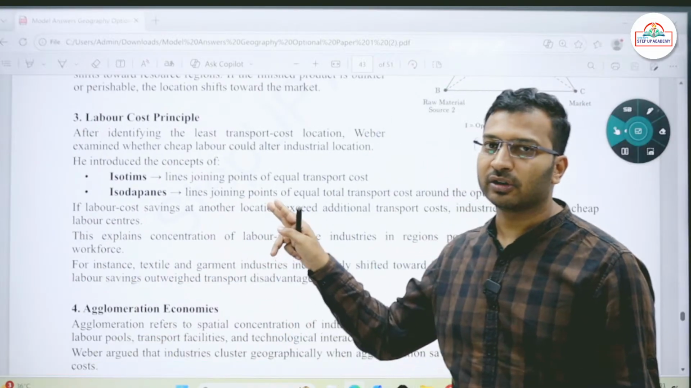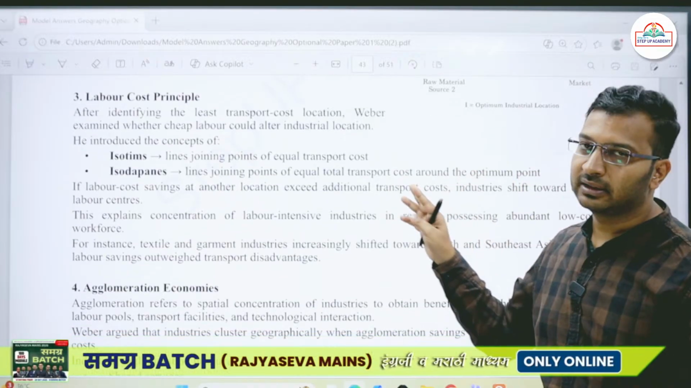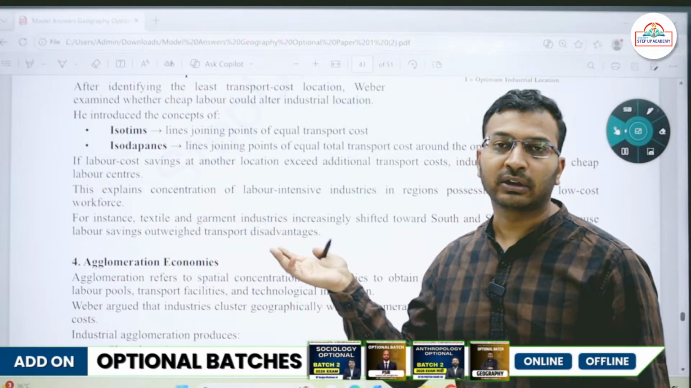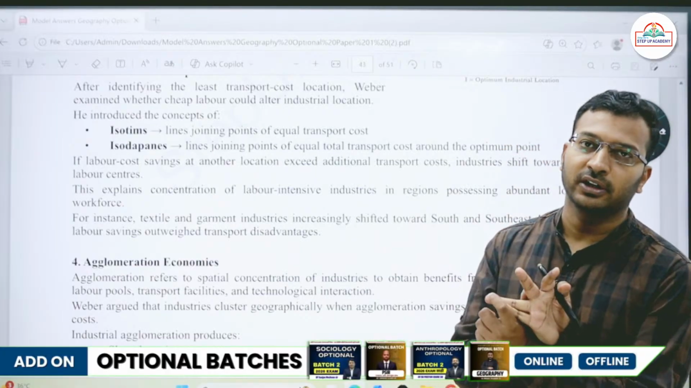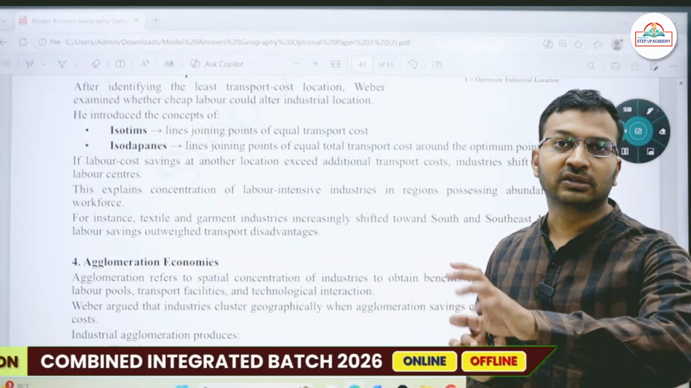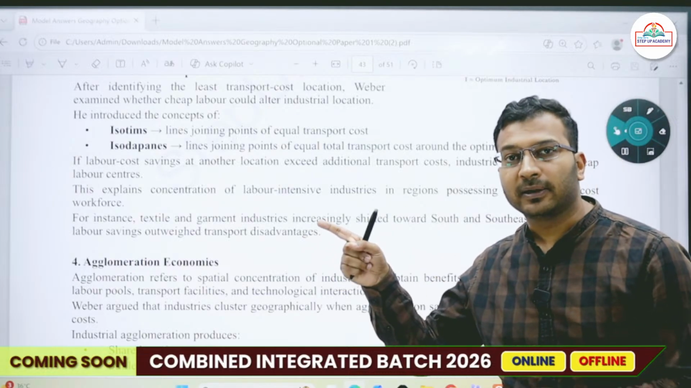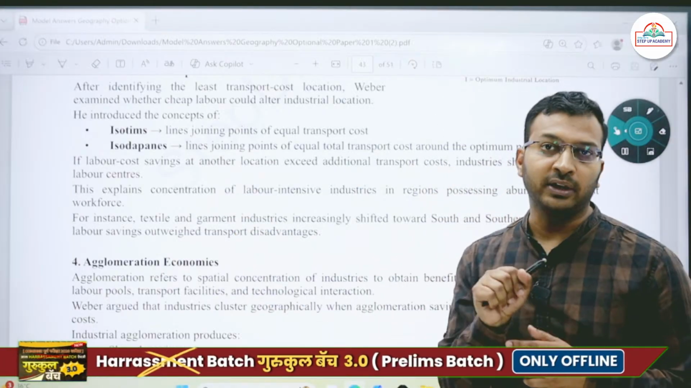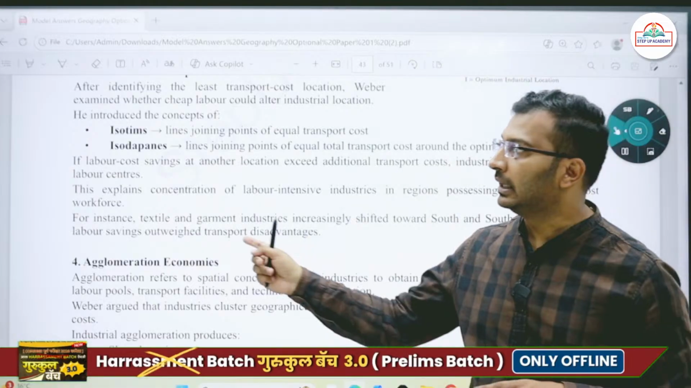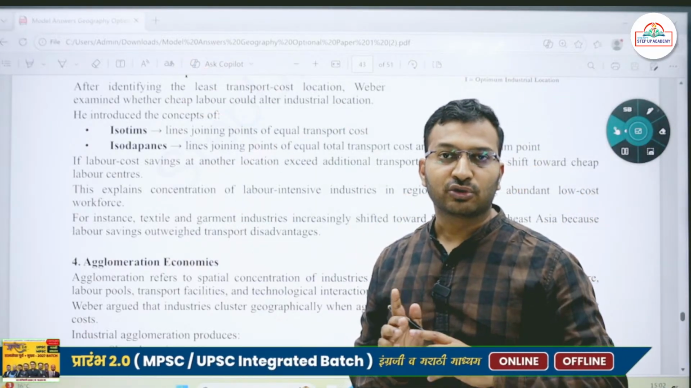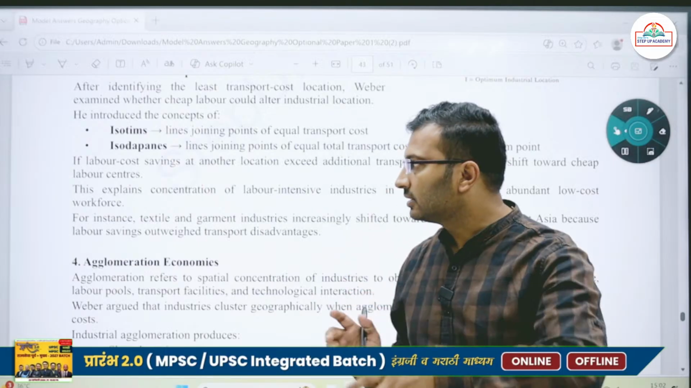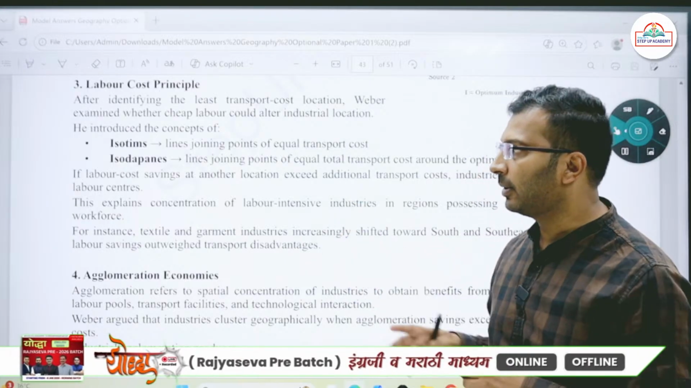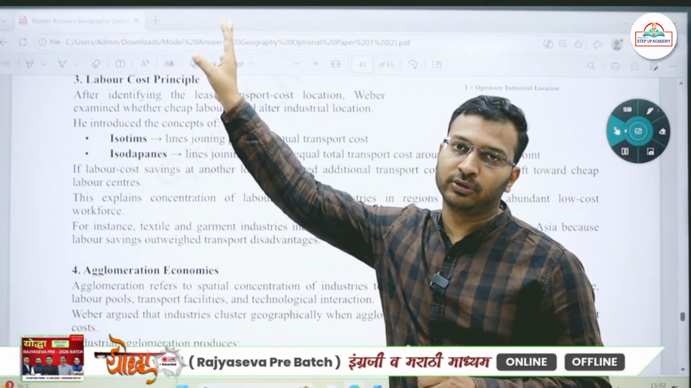So if the labor cost savings at another location exceed the additional transport cost, then the industry will shift. For instance, if you talk about the textile industry, it is now located in Bangladesh and Vietnam. Here we are not considering the transportation cost. They are supplying finished textile goods from Bangladesh and Vietnam to Europe and India. So the distance is more, but the labor cost is very less. Transportation cost gets compromised when the labor cost is very low. So he talked about how some industrial locations depend upon the labor cost.